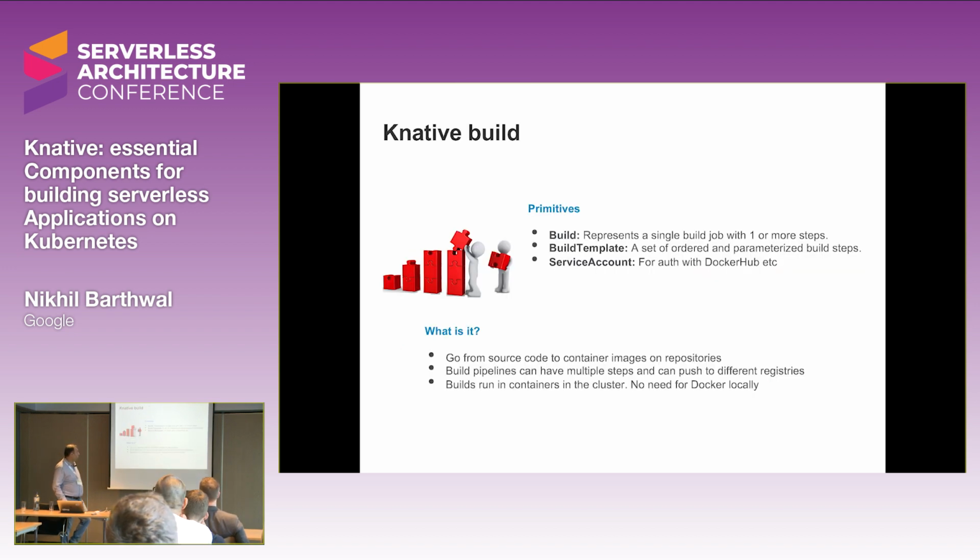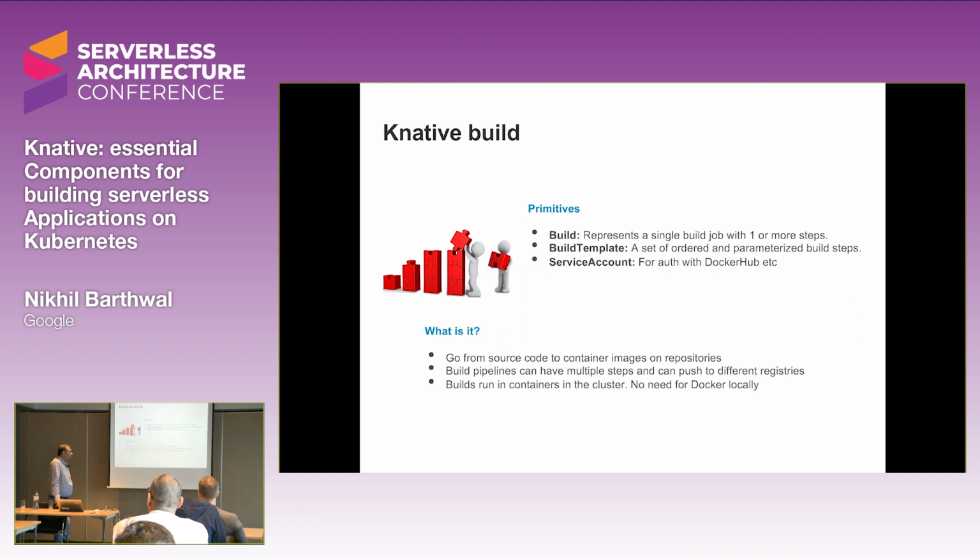So let's go into Build. What is Build? Well, it represents a single job. You also have Cloud Build, I'll talk about Cloud Build later on. Build template, you have a set of ordered and parameterized build steps. And then obviously you need a service account to auth with Docker Hub. So what Build basically does is it goes from source code to containers to repository.